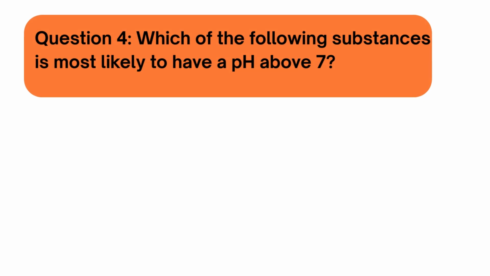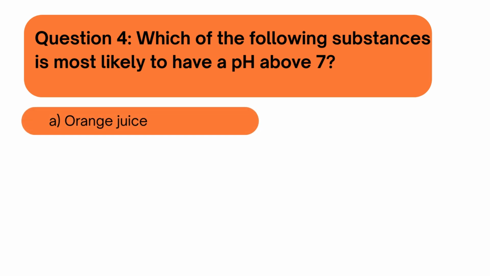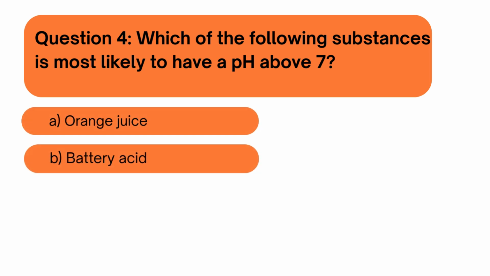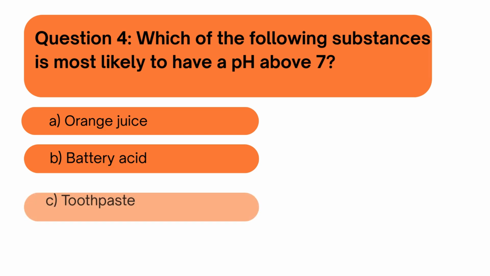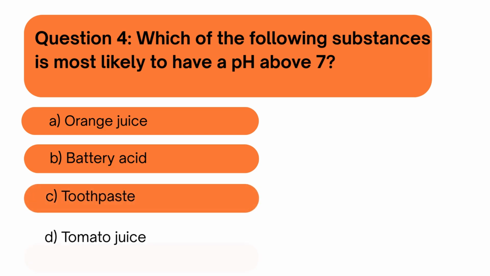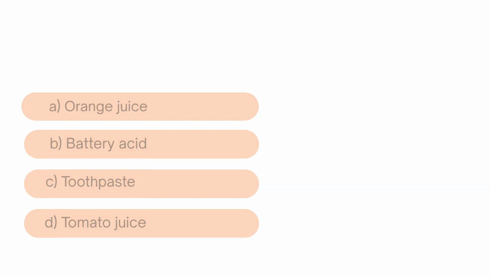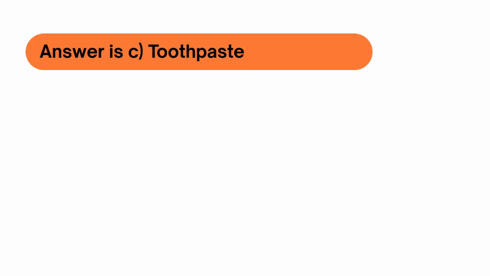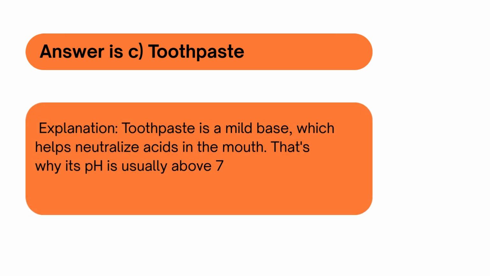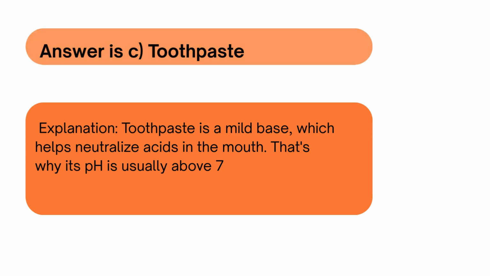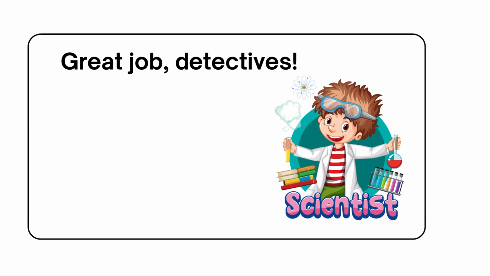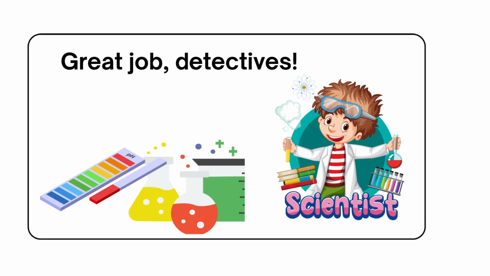Question 4. Which of the following substances is most likely to have a pH above 7? A. Orange juice. B. Battery acid. C. Toothpaste. D. Tomato juice. The correct answer is C. Toothpaste. Toothpaste is a mild base, which helps neutralize acids in the mouth. That's why its pH is usually above 7. Great job, detectives! Remember, colors are clues, and pH is the key to the chemical mystery.